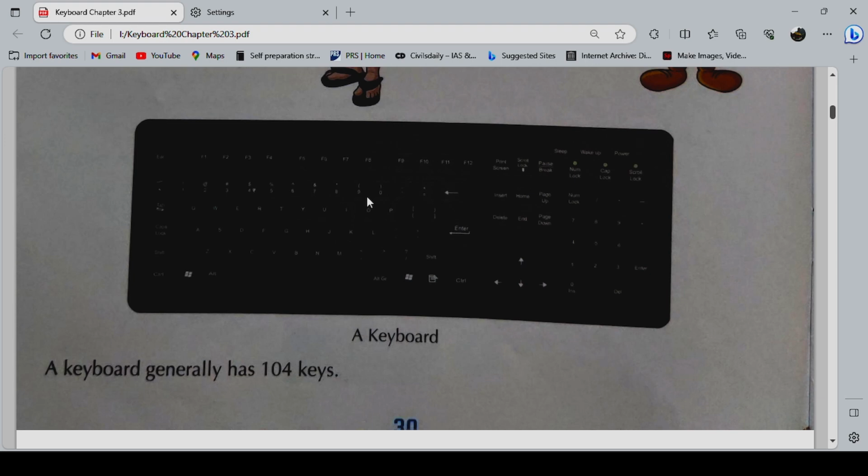We have scroll keys here. Look, we have number lock keys. When this one is pressed, that means we cannot type any number, and we cannot see it in our monitor. Yes, in laptops there are slightly fewer keys than a keyboard used with a desktop. A keyboard generally has 104 keys. You should remember this.